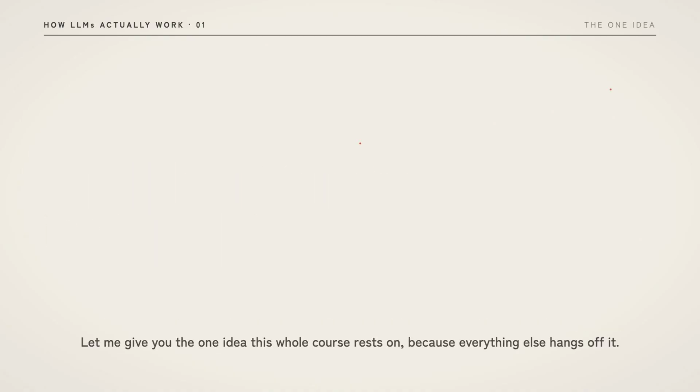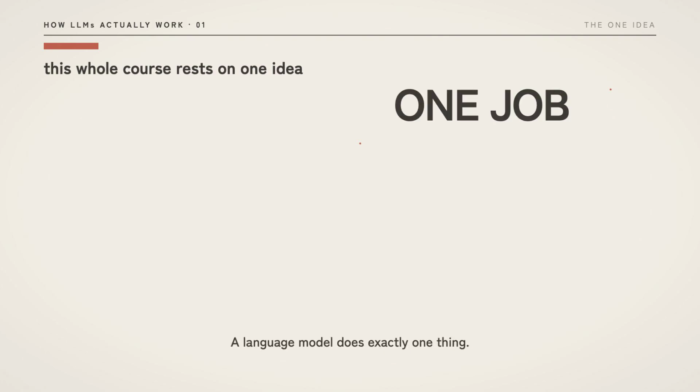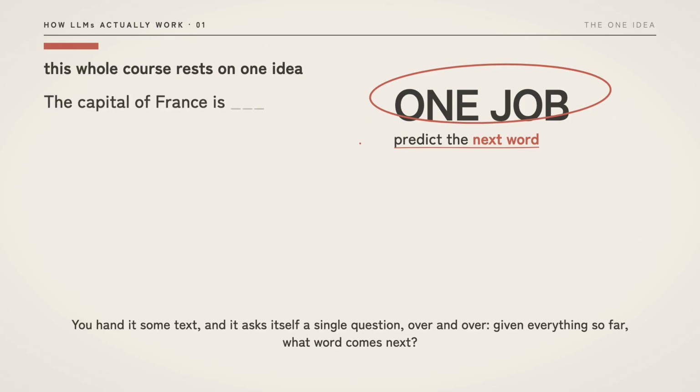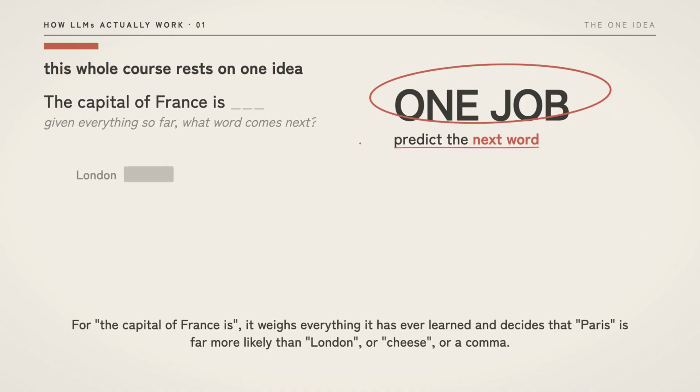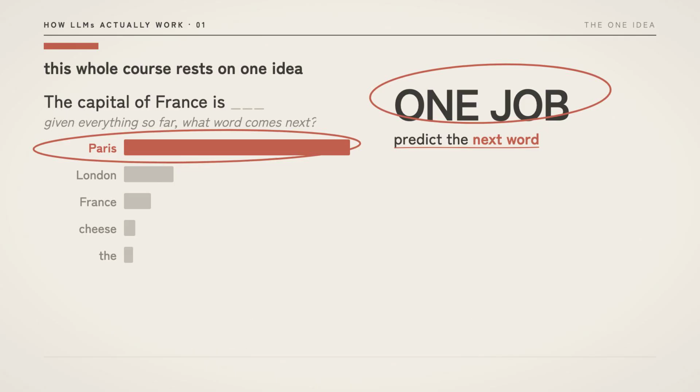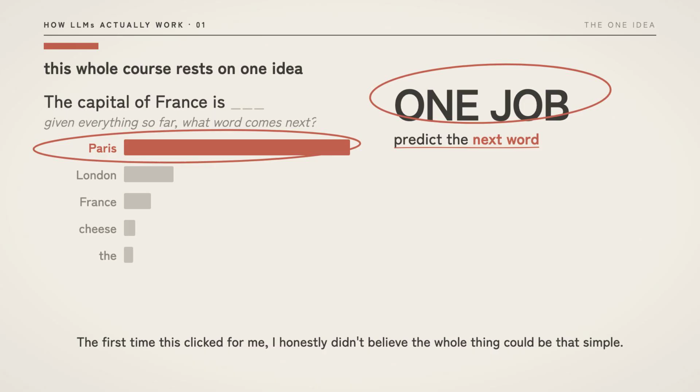Let me give you the one idea this whole course rests on, because everything else hangs off it. A language model does exactly one thing. It predicts the next word. That's the entire job. You hand it some text and it asks itself a single question over and over. Given everything so far, what word comes next? For the capital of France is, it weighs everything it has ever learned and decides that Paris is far more likely than London, or cheese, or a comma. The first time this clicked for me, I honestly didn't believe the whole thing could be that simple.